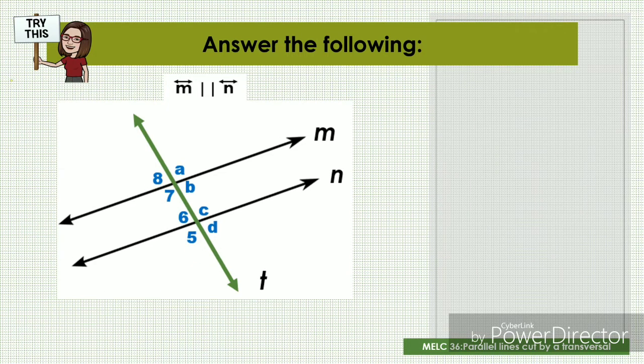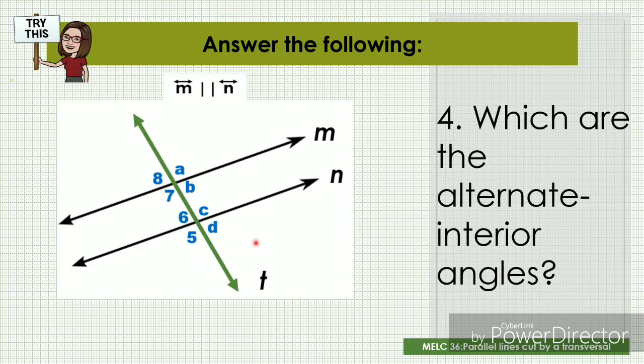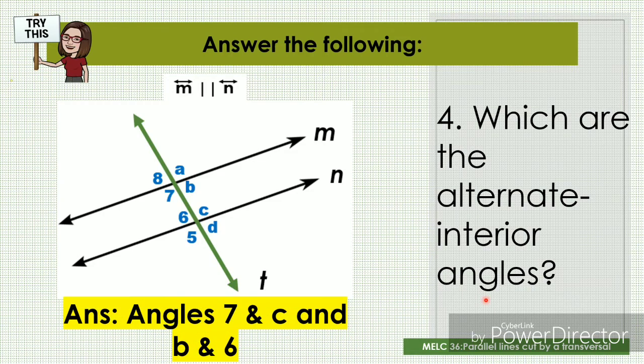Yan. Number 4, which are the alternate interior angles? So, nasa loob parehas yan. Ang isa nasa kaliwa, isa nasa kanan. Ano yun? 7 and C. Then, B and 6. Ayan ang mga alternate interior angles.